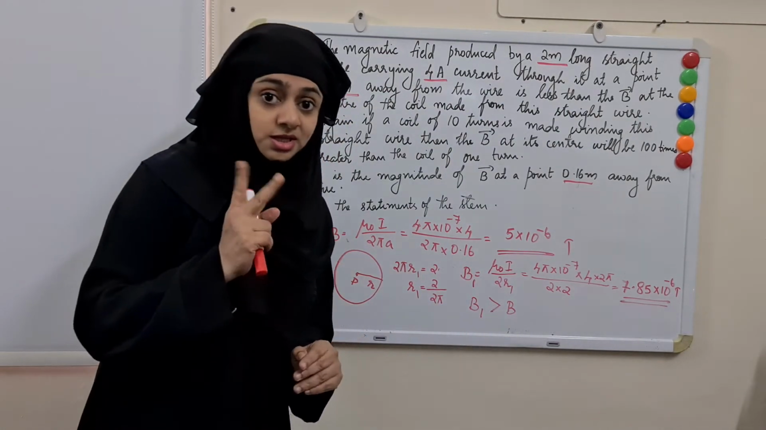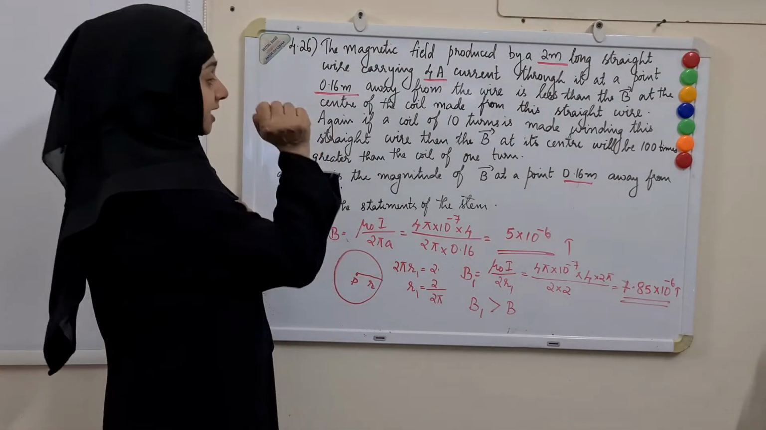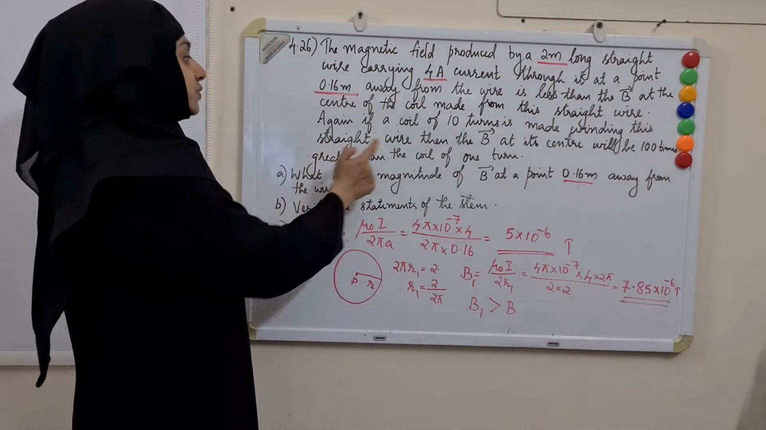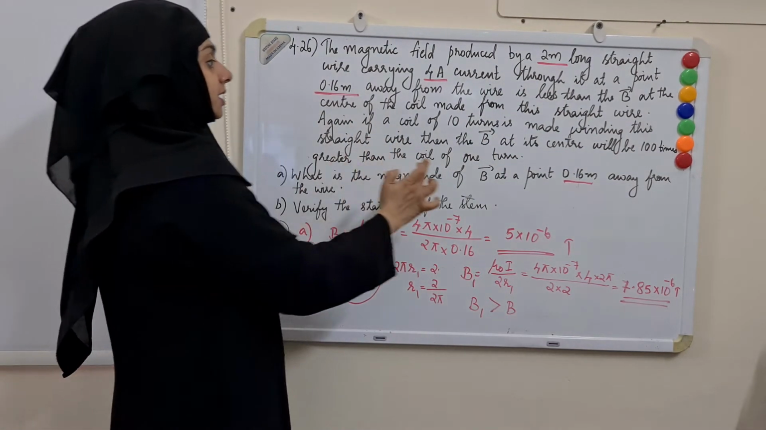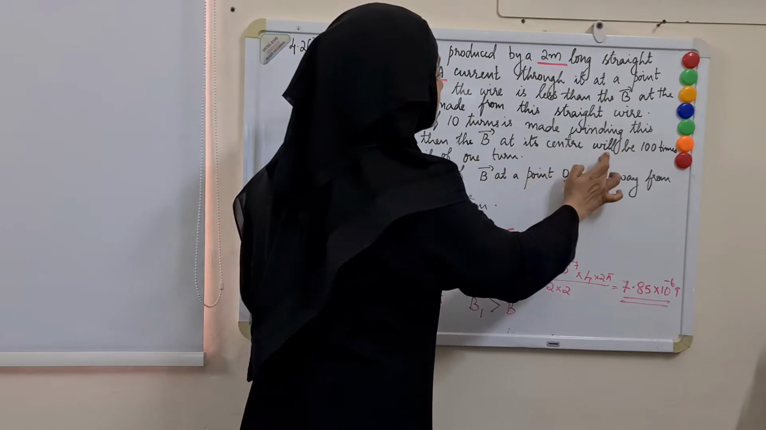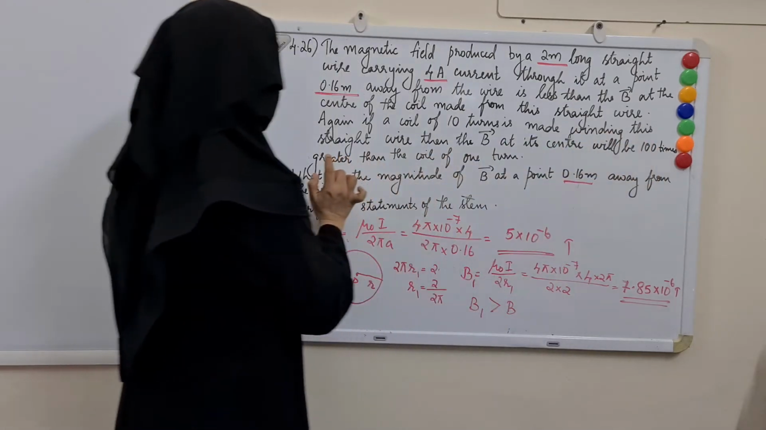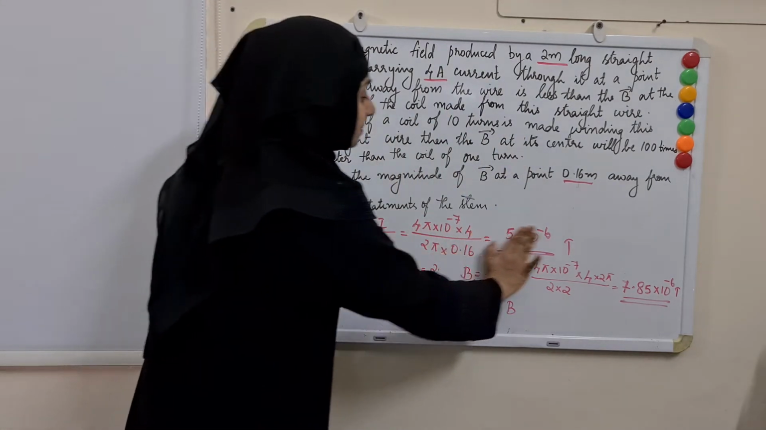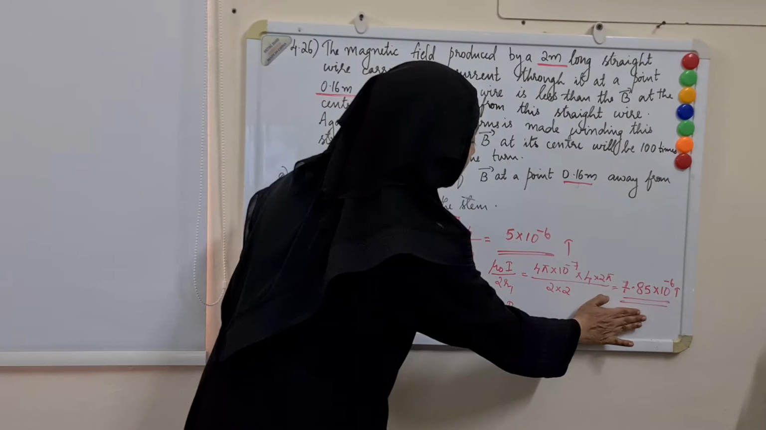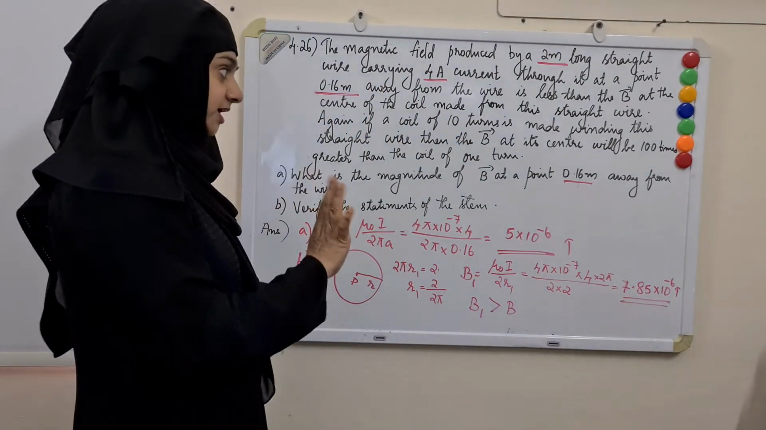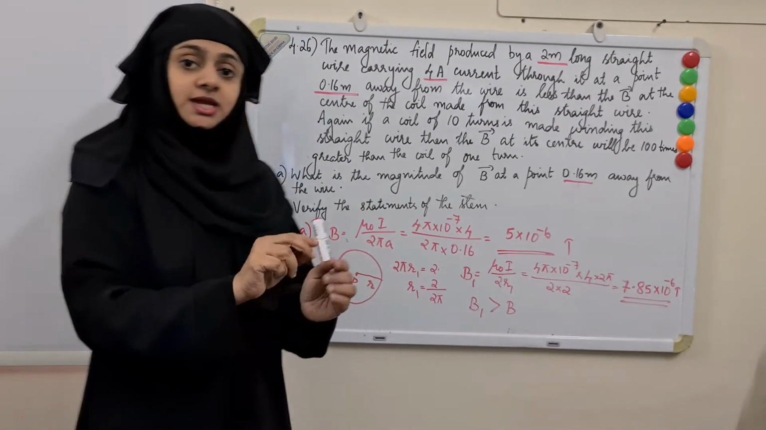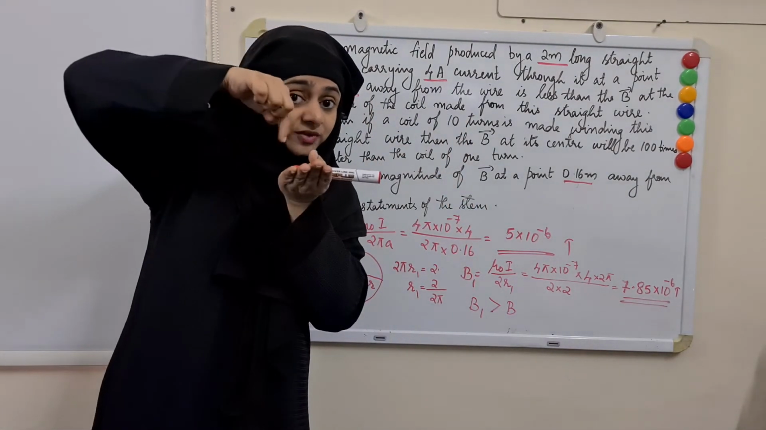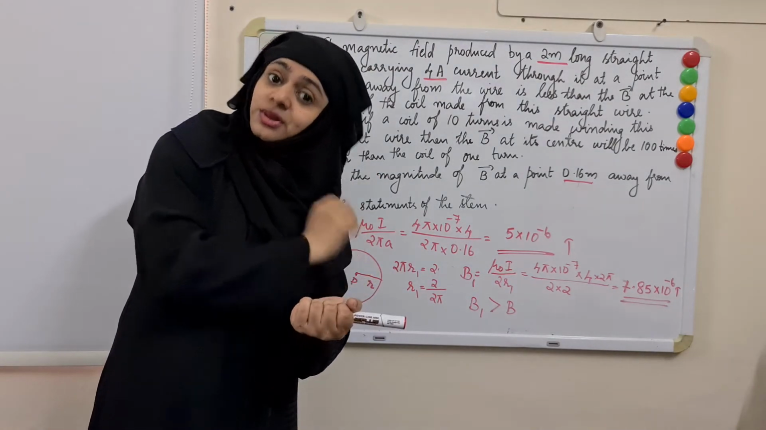Now, what is the second statement? Again, if a coil of 10 turns is made by winding this straight wire, then the magnetic field at its center will be 100 times greater than the coil of 1 turn. So, we don't know this A part now. We need only the magnetic field at the center of the coil. Again, this wire is taken and it is wound how many times? 10 times. So we get 10 turns with the same length of wire.